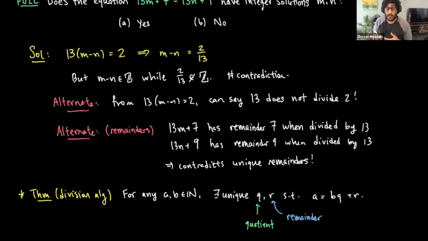So the fact that remainders are unique means that you can't take a number and divide it by, for example, 10 and get a remainder of 5, but then you divide it another way and you get a remainder of 7. That doesn't make any sense, right? You're only going to get one number out as the remainder.